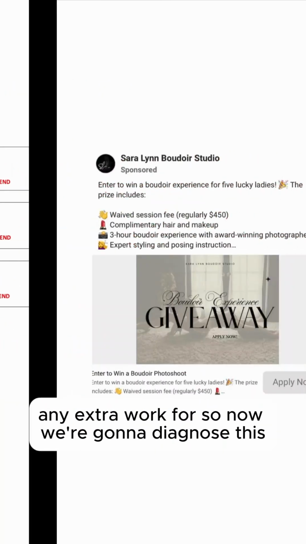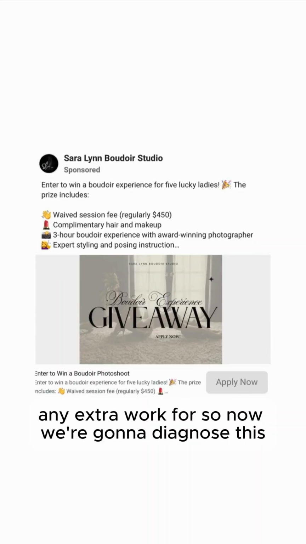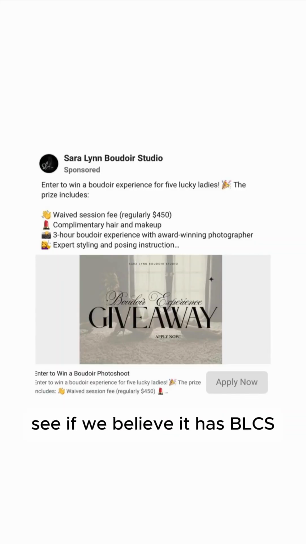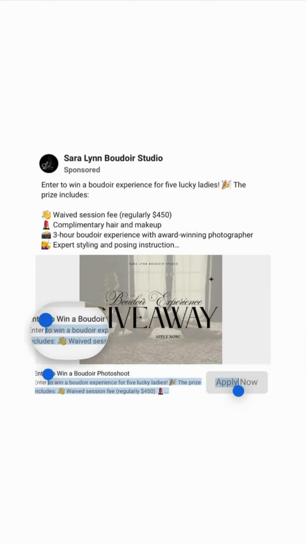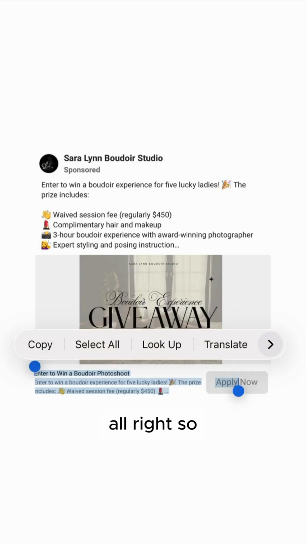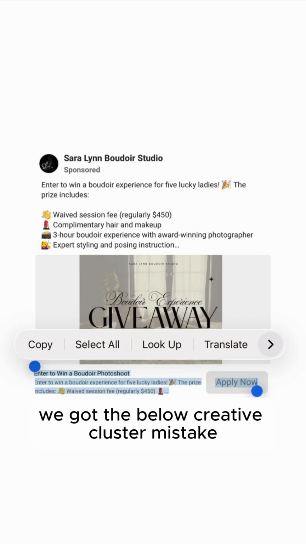over the next year. So now we're gonna diagnose this, see if we believe it has BLCS, aka Boudoir low click syndrome. All right, so what we see right here, we got the below creative cluster mistake.